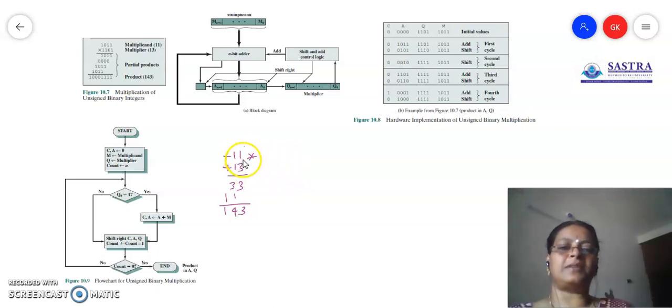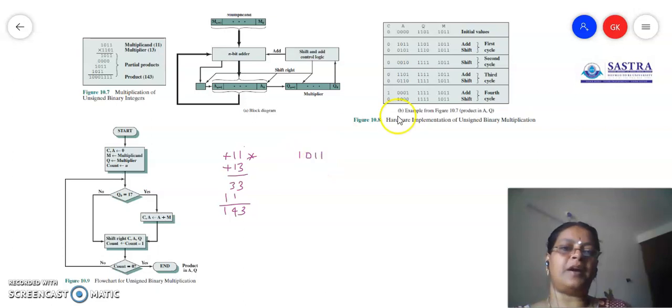We have to represent the numbers. As you all know, a positive number can be represented in the normal form, so 0 will be there for the sign. But of course, we are going to see only unsigned. In the case of unsigned, all the numbers are treated as positive numbers, so don't worry about the sign bit. You just take the magnitude alone. The magnitude of 11 in binary is going to be 1011.